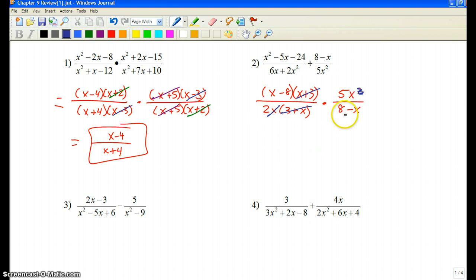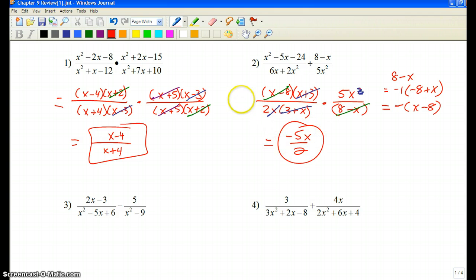5 over 2 doesn't reduce, but what you can also notice is this 8 minus x in the denominator will reduce with the x minus 8 as long as we factor out a negative 1. For instance, if I factor out a negative 1 here, it becomes negative 1 times negative 8 plus x, and then I commute those two terms. It becomes negative x minus 8. And then you'll see that the common factors, that and that, reduce. We need to remember that we need to put the negative out in front as well. So it's negative 5x over 2.